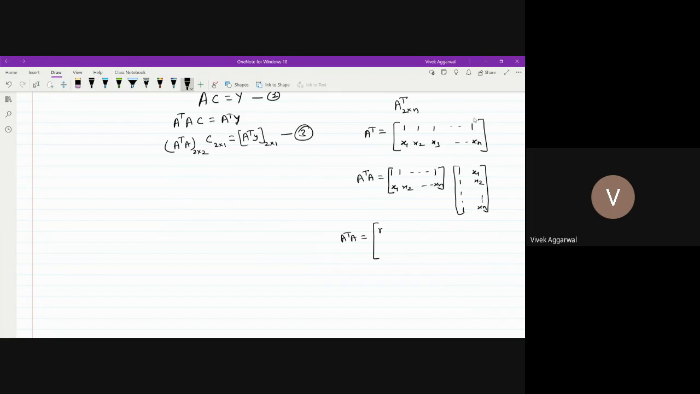So I can write here n, 1 plus 1 into 1, 1 plus 1, so it is up to n, n number of times, so it is n. Then if I multiply this column with the first row, it is summation xi, where i goes from 1 to n. Now again it is summation xi, i from 1 to n, and in the end you will get summation xi square from 1 to n.